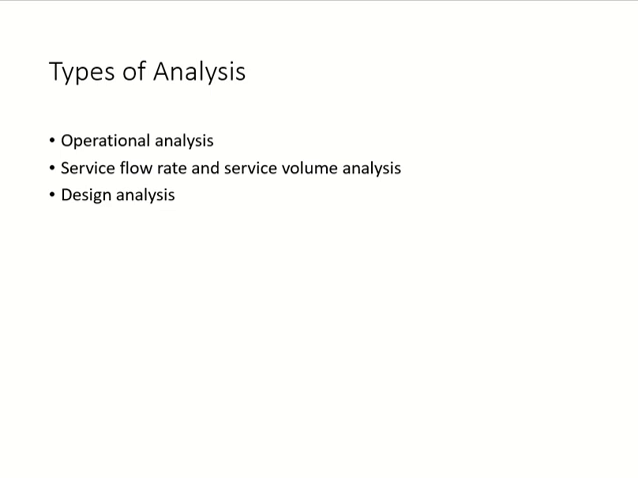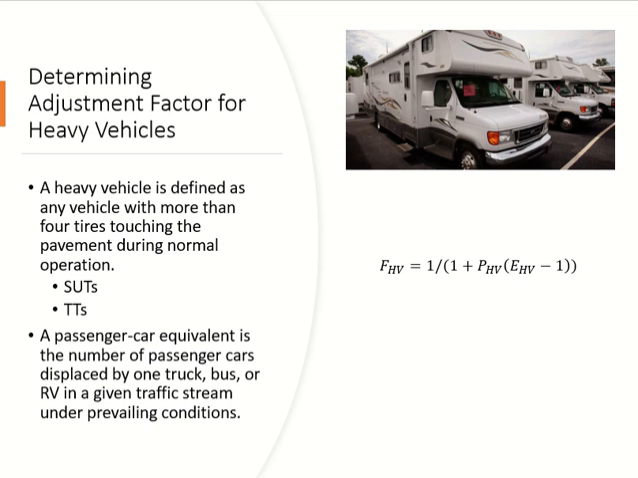We have these three options. You can find out the level of service, you can find out the service flow rate, or you can find out the number of lanes with the design. In all these cases the common factor is the heavy vehicle adjustment factor, so we need it in all types of analysis.